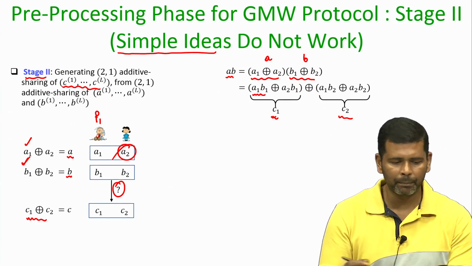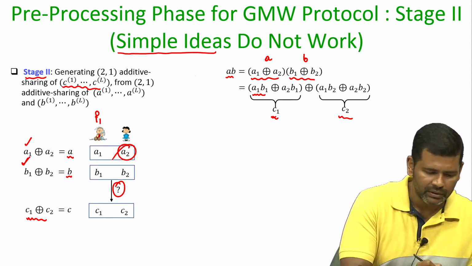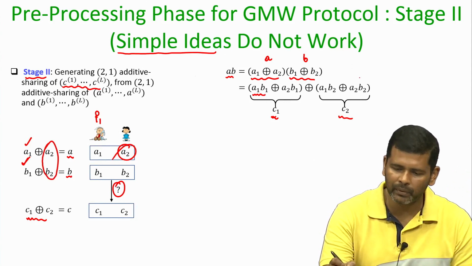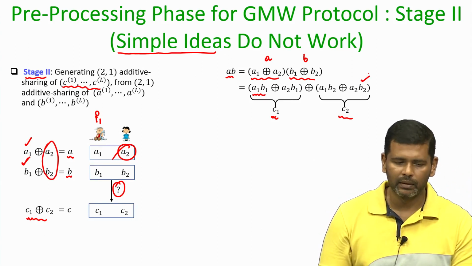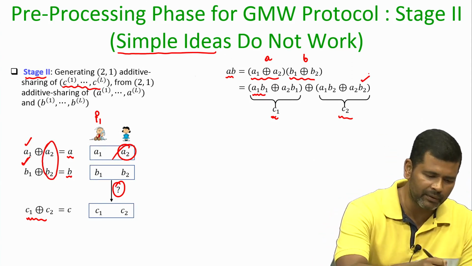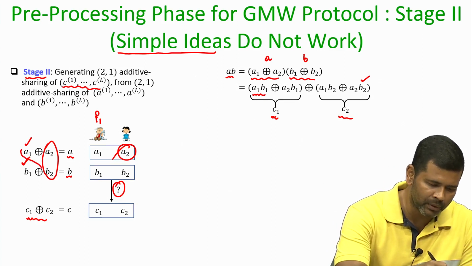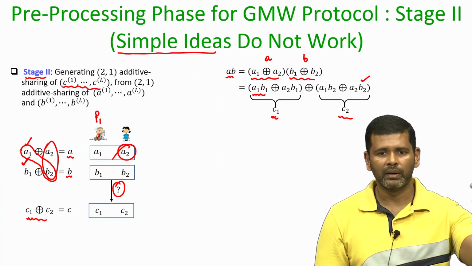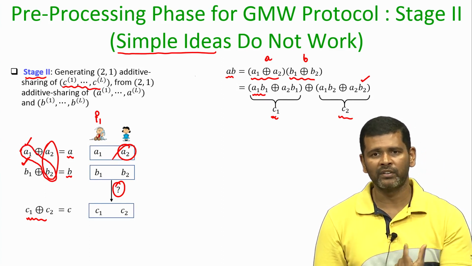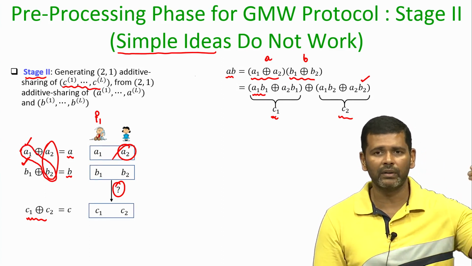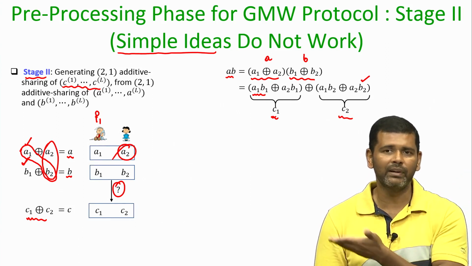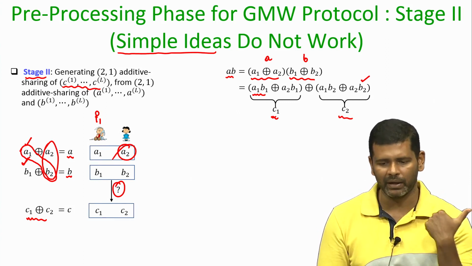In the same way, party P2, she has A2 and B2. So, she can compute A2 times B2, fine, but what about A1 times B2? A1 times B2 is like computing a cross term here, where one part is with the first party and another part is with the second party, and I cannot ask the first party to give A1 in clear to the second party, because that will now reveal the value of A to the second party.